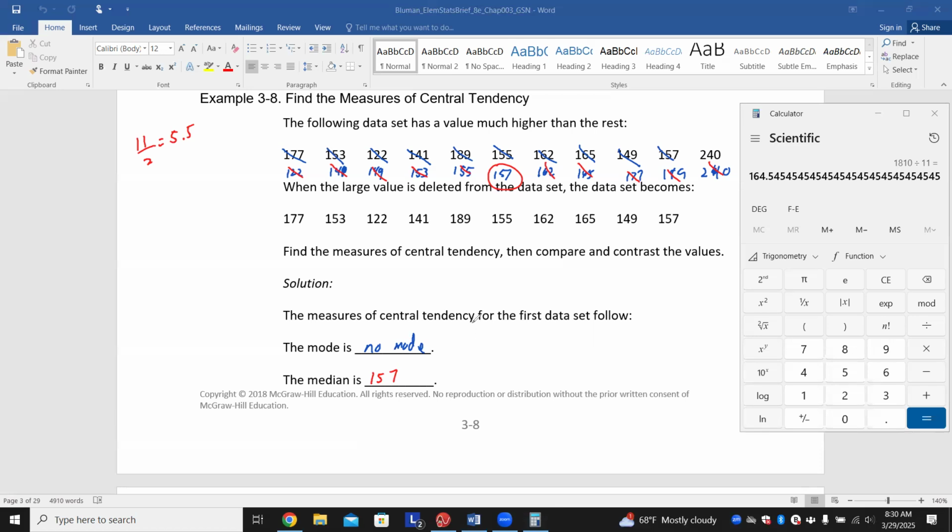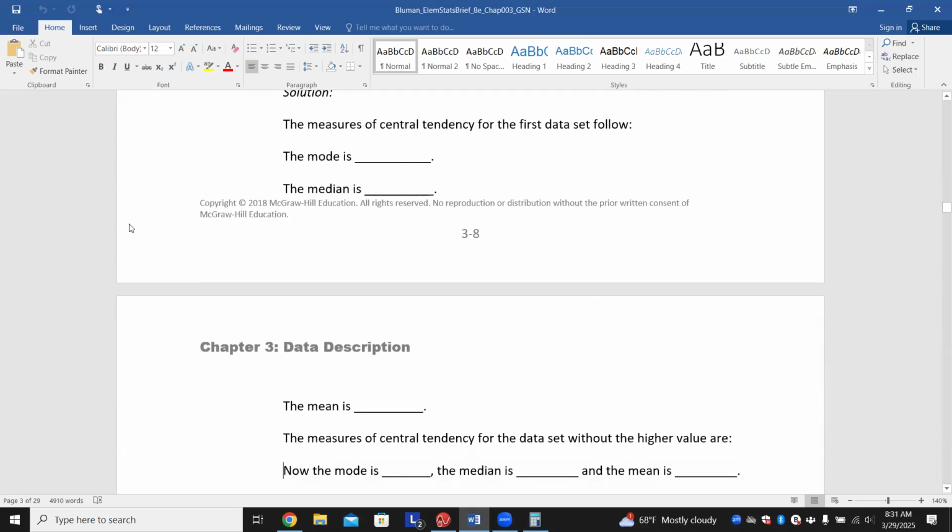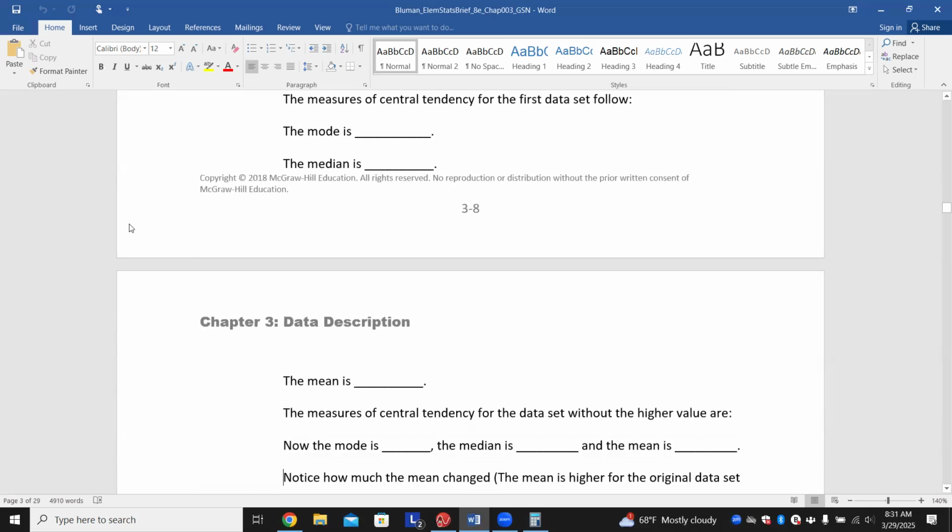So I'm going to write it here. The mean, I know it's on y'all's next page, is 164.5. Because then that 4 tells that 5 to stay the same. All right, so there we go there. So there's the mean. So the measure of central tendency for the data set without the higher values are.